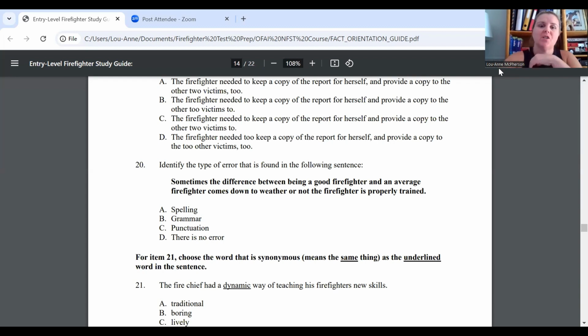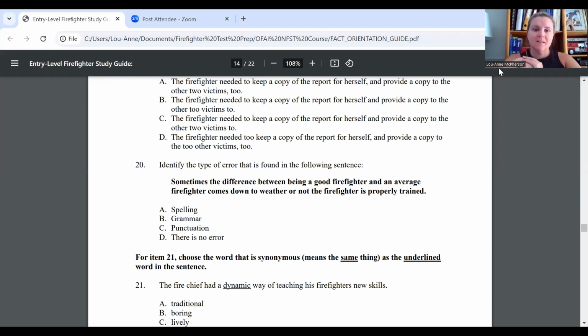We're going to work through question 20. It says, identify the type of error that is found in the following sentence. And then it gives you 4 options: A, spelling, B, grammar, C, punctuation, and D, there is no error. Keep in mind with this style of question, you're not asked to fix the error. You're asked to identify the type of error. So that's where we're going to start with that knowledge, all right? You're not fixing the error, you're identifying the type of error that you are looking at.